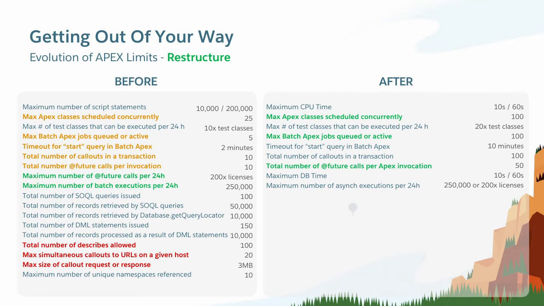Now, there's still not a direct one-for-one mapping here. There's a lot of other stuff that we were doing when we rethought the Apex limits. But you can see very easily how we've moved from a very large number of extremely limiting limits to a much more flexible, smaller number of limits that are measuring things that actually are important for the performance of your use of those features.